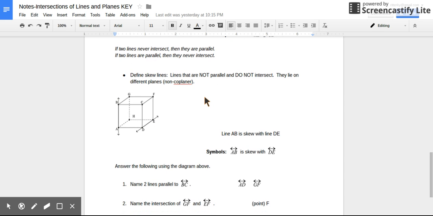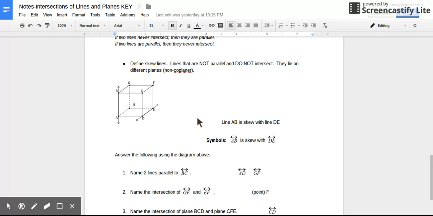So it's everything else. One technique you can use when you're trying to find skew lines is just put a little X on any line that's intersecting or parallel, and then anything that doesn't have an X is probably going to be skew. So let's take a look at this diagram. We're focused on line AB. So what would be skew with this line?